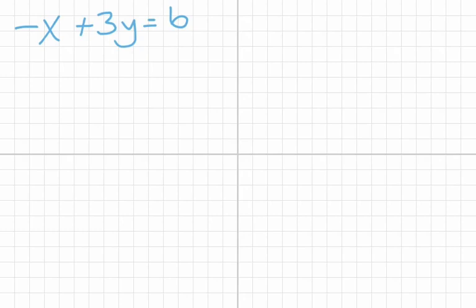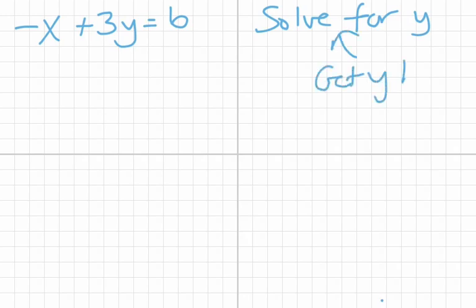The other option with this is to do what we call solve for y, okay? Which means get y by itself. And it's so important to know that vocabulary, okay? When the directions say solve for y, that you understand what that means for you to do. So solve for y means get y by itself.